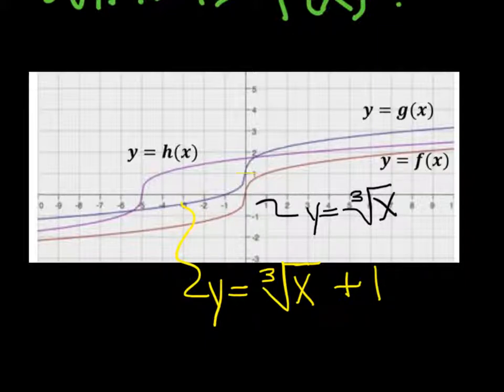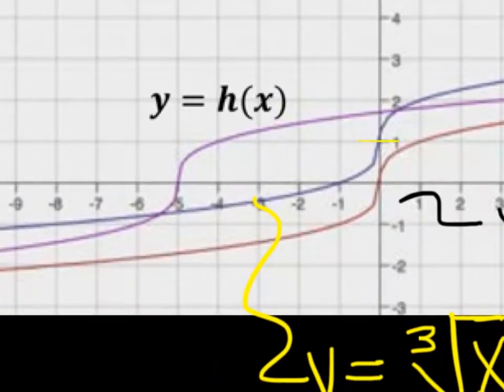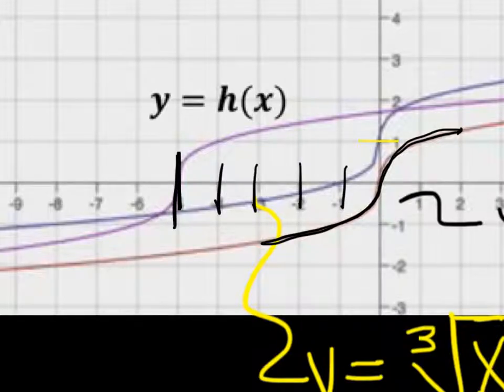And then the other one, what has happened to this one? Here is the parent function here. I'm tracing it in black. Here is where it ends up there. What happened to it? It's moved 1, 2, 3, 4, 5 back. It's gone 5 back. If I want to go 5 to the left, do I add 5 or subtract 5?